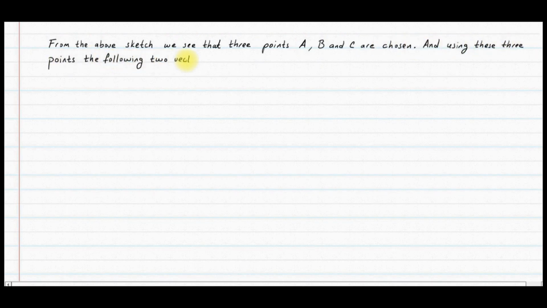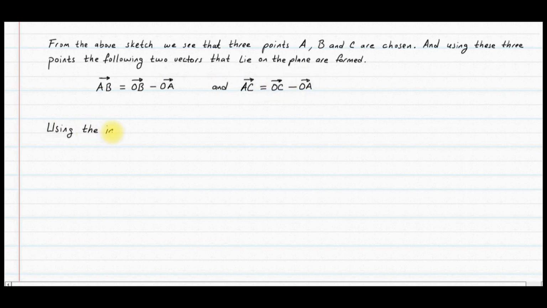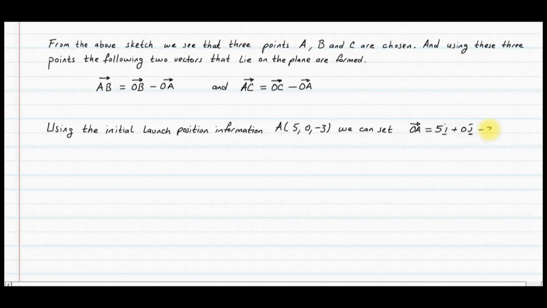From the above sketch, we see that 3 points A, B and C are chosen. And using these 3 points, the following 2 vectors that lie on the plane are formed. The vector AB equals the vector OB minus the vector OA, and the vector AC equals the vector OC minus the vector OA. Using the initial launch position information, we see that the point A has the x, y, and z coordinates 5, 0, and -3 respectively. Therefore, we can set the vector OA equals 5i + 0j - 3k.